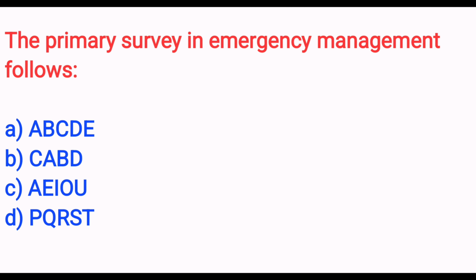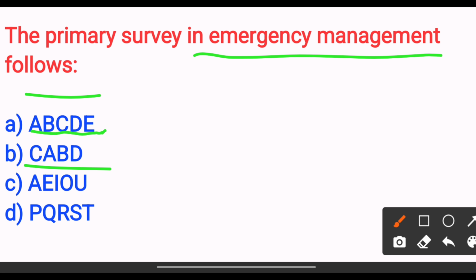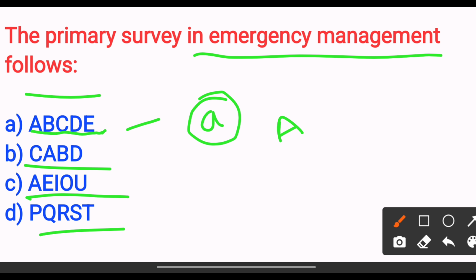Next, the primary survey in emergency management follows: option A, A, B, C, D, E; option B, C, A, B, D; option C, A, E, I, O, U; option D, P, Q, R, S, T. The answer is option A: airway, breathing, circulation, defibrillation and epinephrine. So the answer is option A.